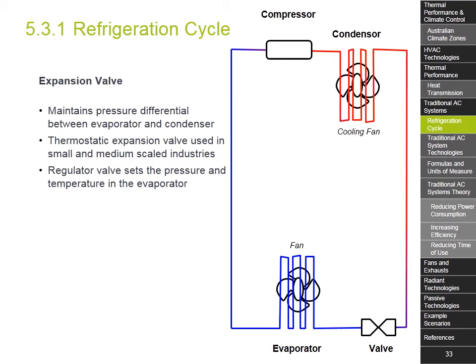The expansion valve maintains the pressure differential between the evaporator and condenser. The thermostatic expansion valve is used in small and medium-scaled applications. A regulator valve sets the pressure and the temperature in the evaporator.